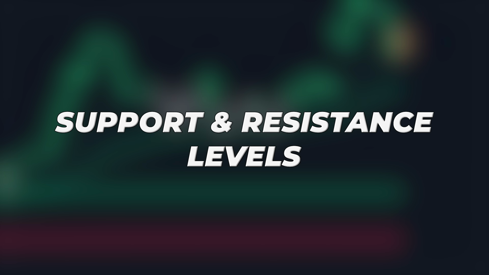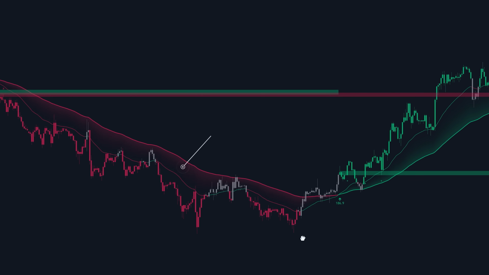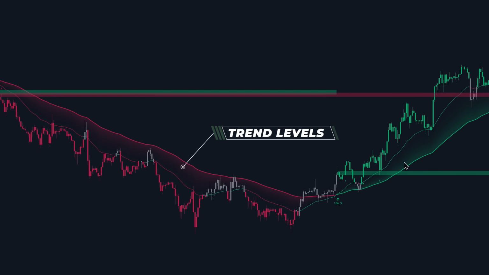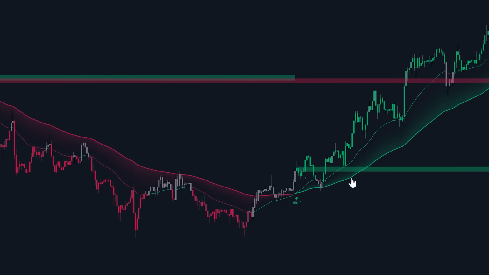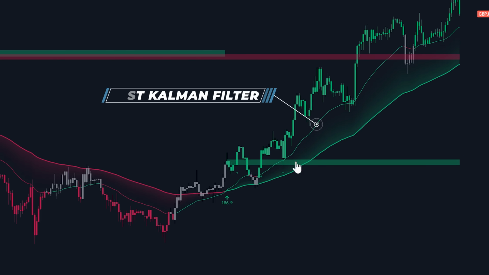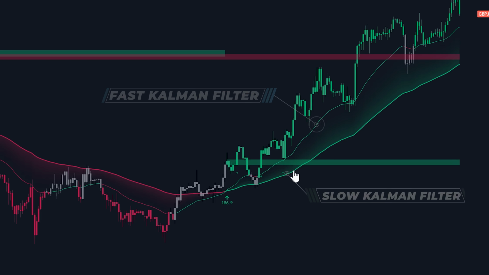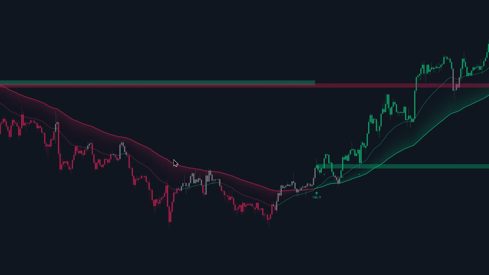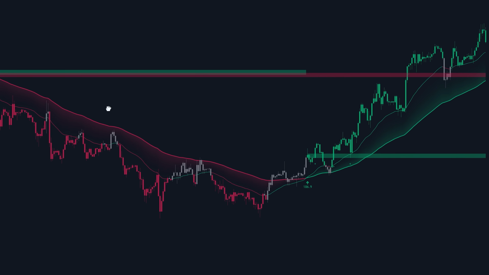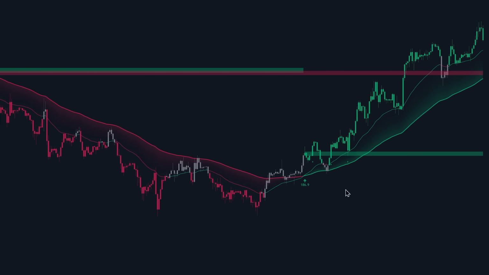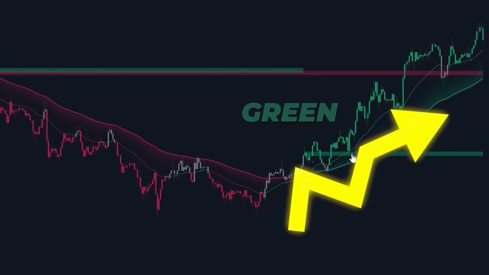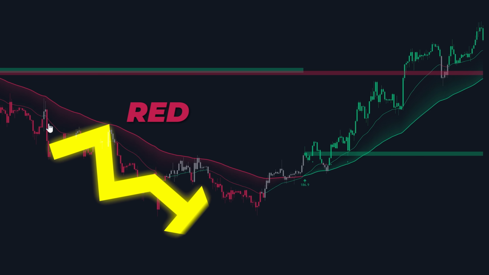Now, let's go over what this indicator is made of. First of all, we have the trend levels, which are these green and red trend clouds. They're actually made up of two lines, known as Kalman filters, specifically a fast Kalman filter and a slow Kalman filter. The fast Kalman filter, this one at the top, adapts more closely to price, while the slow Kalman filter, this one at the bottom, is less reactive to price changes. Together, they form the green and red trend levels, which are useful when identifying the trends of the market. A green trend level indicates a bullish trend. On the other hand, a red trend level indicates a bearish trend.